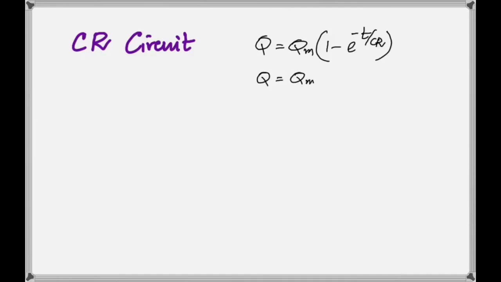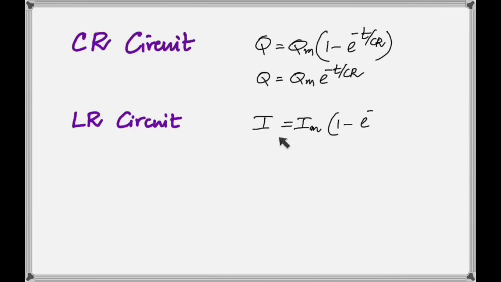Discharge, the formula is not the same, it's without the 1. LR circuit, although we didn't do that lab, the formulas are similar, except that this time it's the current growing instead of the charge. And so look at the difference here. Again, for decay of current, you have a similar formula without the 1 minus. So that's for a CR and LR circuit. So try to work out some problems on that, and it should be pretty easy.